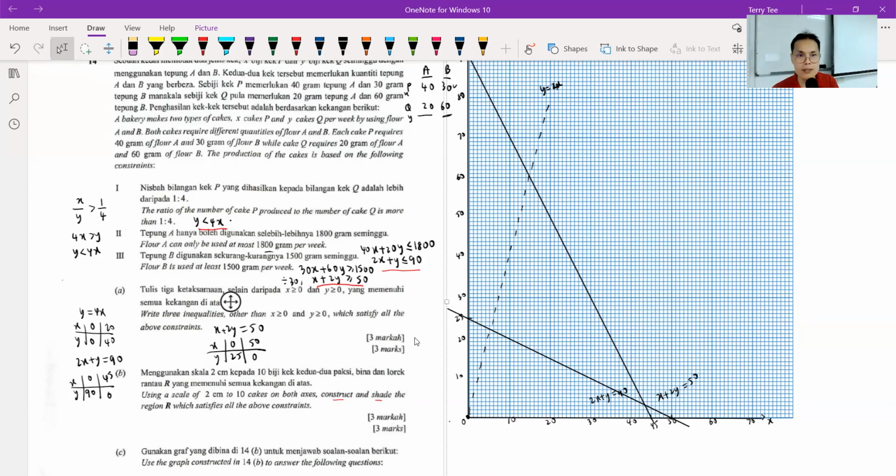So the region that we want is this. Number one, y must be less than 4x, so we know it must be below here. Maybe I just use this shading here, below here. Number two, 2x plus y must be less than 90, so that means it must be below this line here. Number three, x plus 2y must be greater than or equal to 50, so it's here, above this straight line.